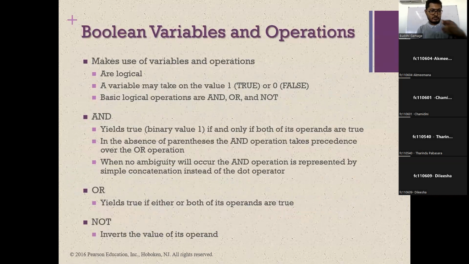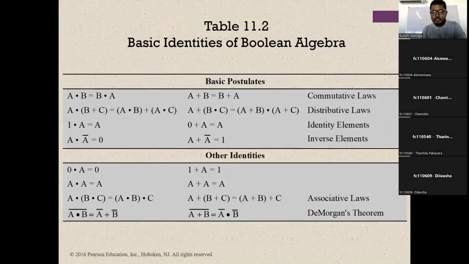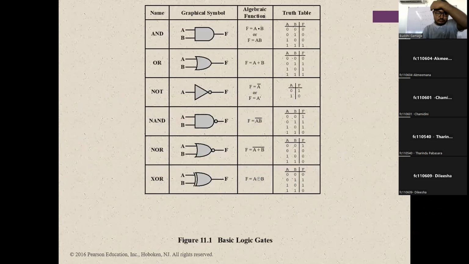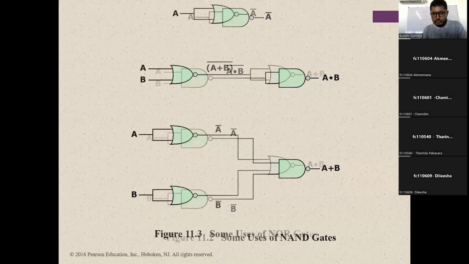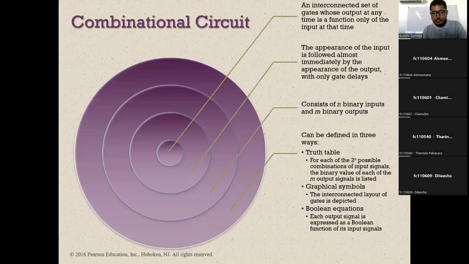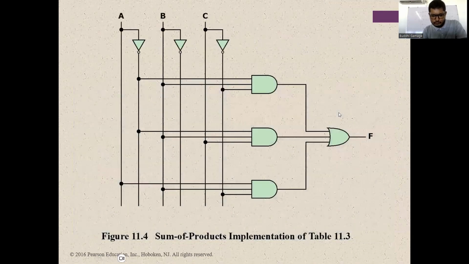Last week we did the AND gate, OR gate, NOT gate, and now we did these laws. NAND gates, OR gates. So yeah, you can do this one.